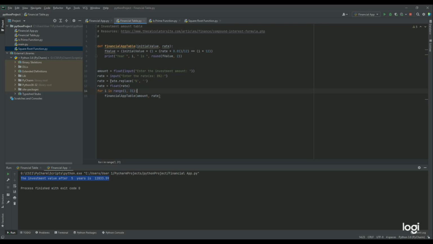So I went ahead and replaced the percent sign with just a blank, practically just removing the percent sign from the number. I then changed rate to a float, and then I did a for looping statement. So for i in range 1 through 31, so one number exceeding because it doesn't reach 31, so it'll be 1 through 30, we will run the financial application with the amount given and the rate given too. So we'll go ahead and run this and see what it'll give us.